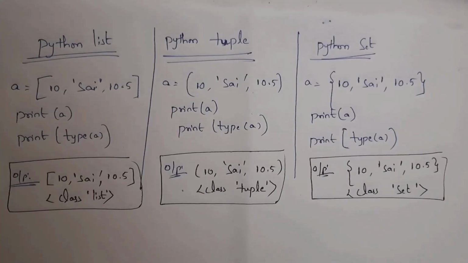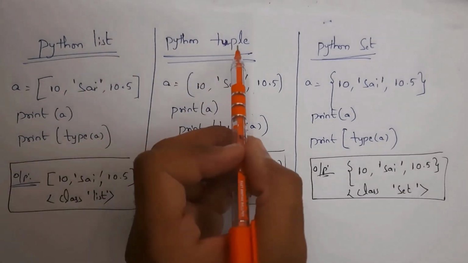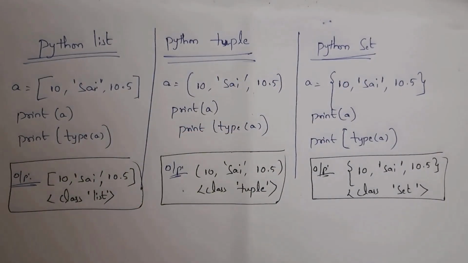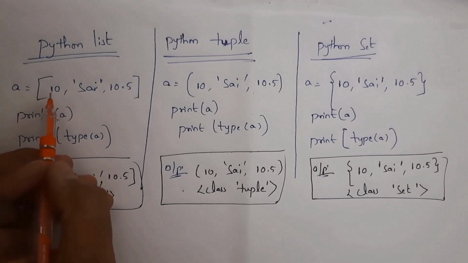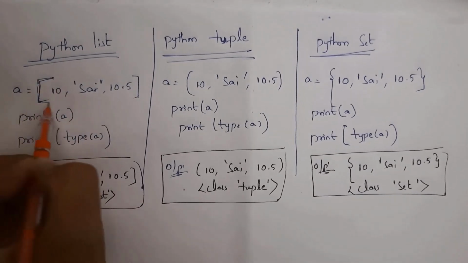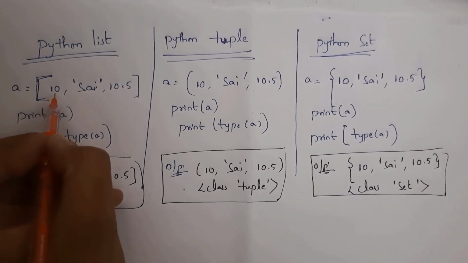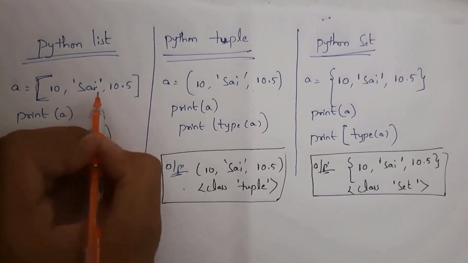Next, I will explain Python list, Python tuple, and Python set. These are the same as arrays in C. If you want to store multiple values together in a single variable, then you need to use Python list, Python tuple, or Python set. This is an example. Here I wrote a equal to, I want to store multiple values. One is integer type, one is string type, and one is float type. So I took square brackets, and inside them I wrote 10, comma, 'Sai', comma, 10.5. You need to write Sai in single quotations.